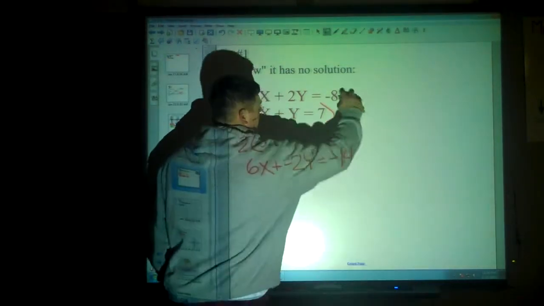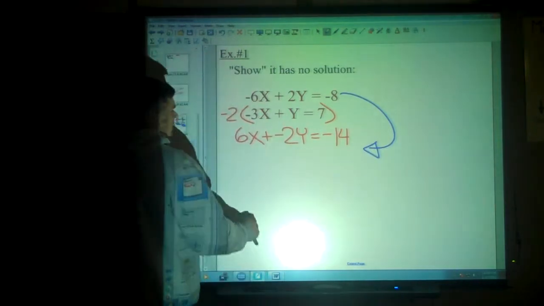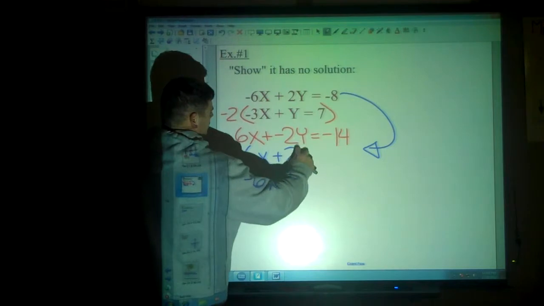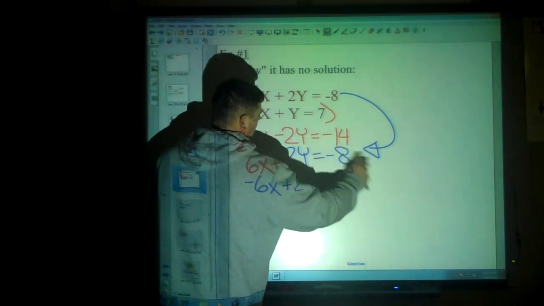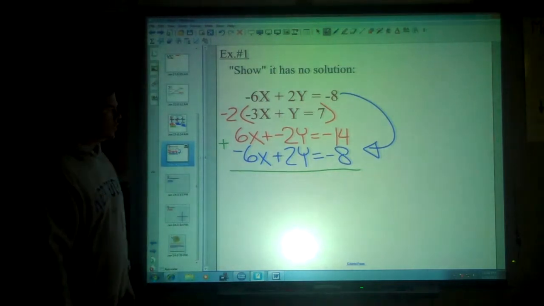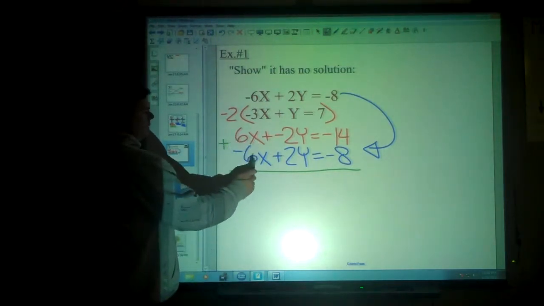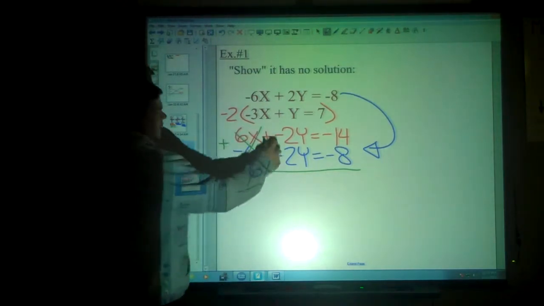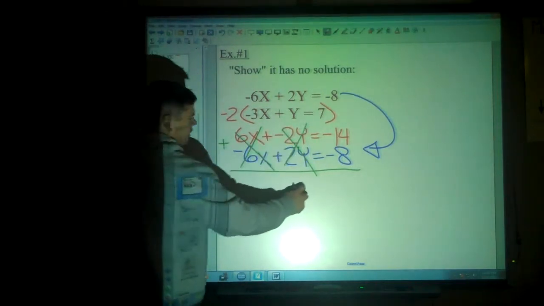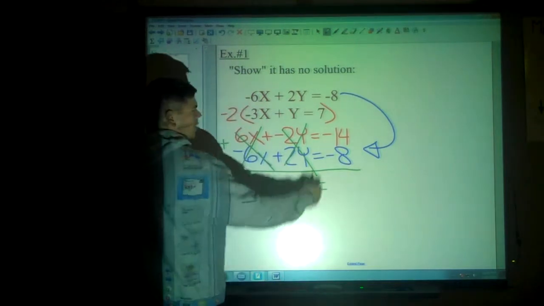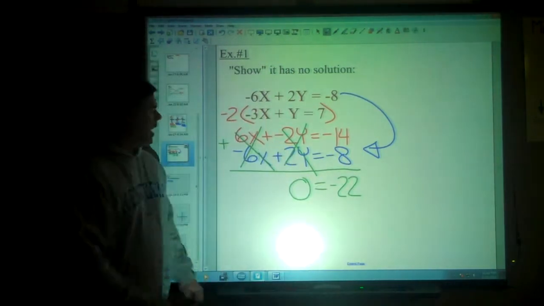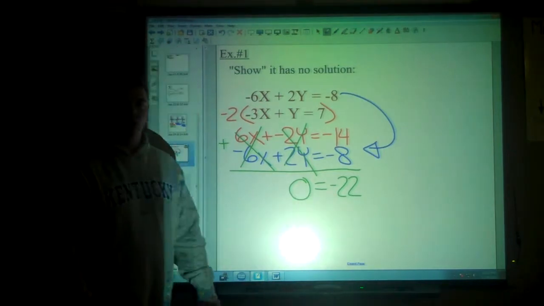Now I can bring the top equation down like we've done in the past, and we'll have negative 6x plus positive 2y is equal to negative 8. And as soon as we try to use our linear combinations, the 6x and the negative 6x will cancel out. The negative 2y and the positive 2y will cancel out. So we're really left with nothing on this side. And over here we get negative 14 and negative 8, which is negative 22. It is impossible for 0 to equal negative 22.